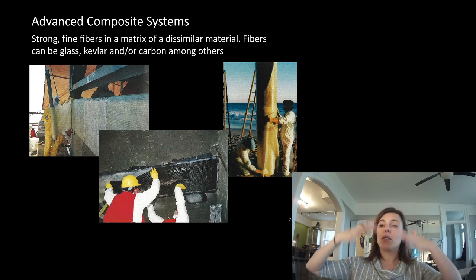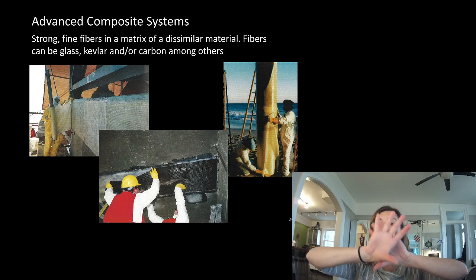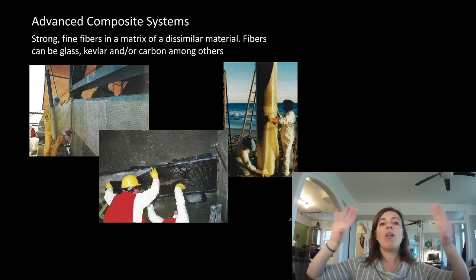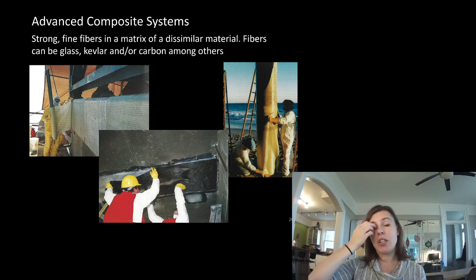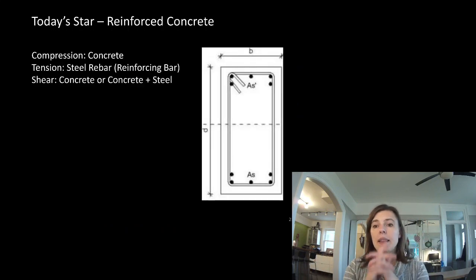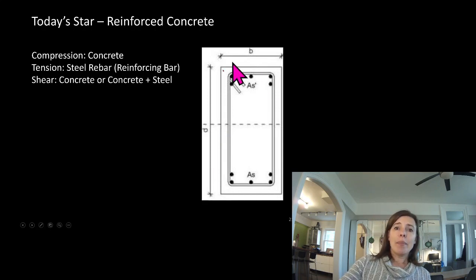So if our concrete is starting to spall off the bottom, we might put those strips on the bottom of it to adhere it on and work as a tension base on the system. But the big important one that we want to talk about today is concrete. So reinforced concrete is a composite system. The elements within this do different jobs.